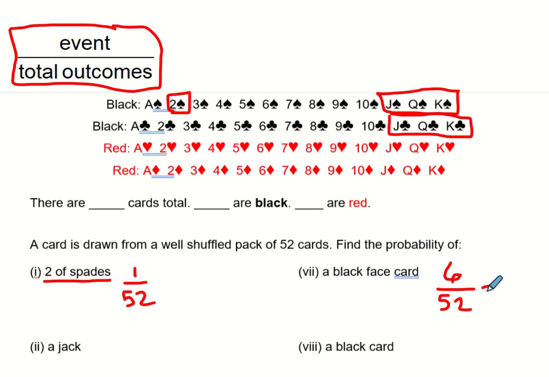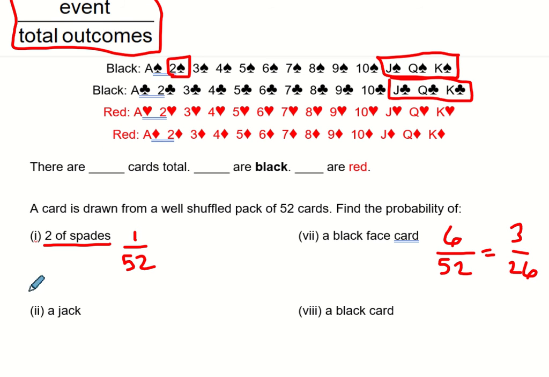And that reduces to, let's see, I think 3 goes in that twice. Oh no, not 3. Does 3 go into 52? No. I'm not doing my math right. Well, we know 2 goes in there. So 2 goes in that 3 times. 2 goes in that 26 times. So it reduces to 3/26.